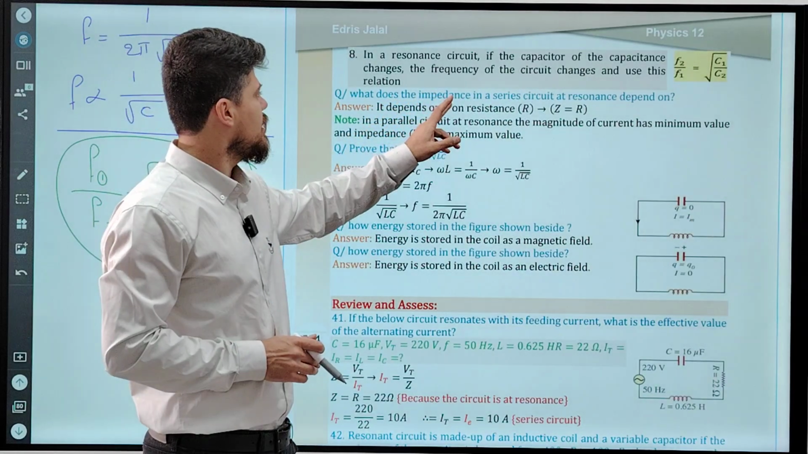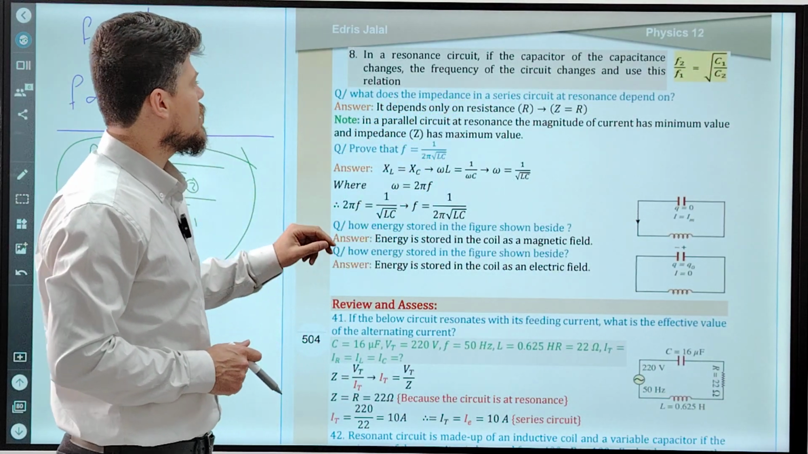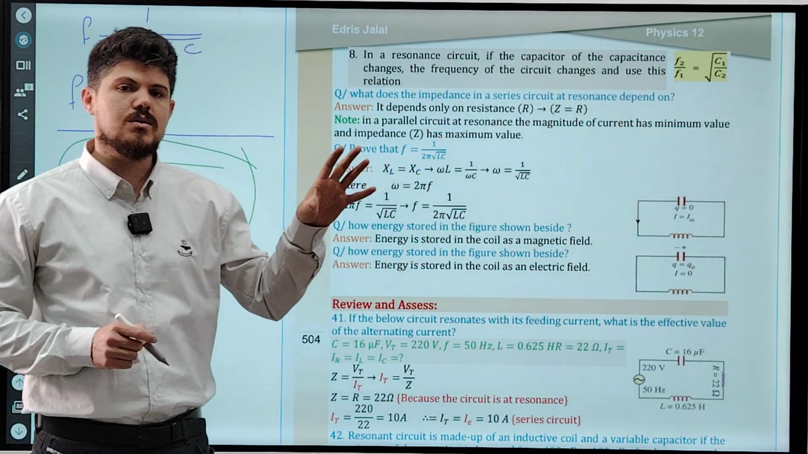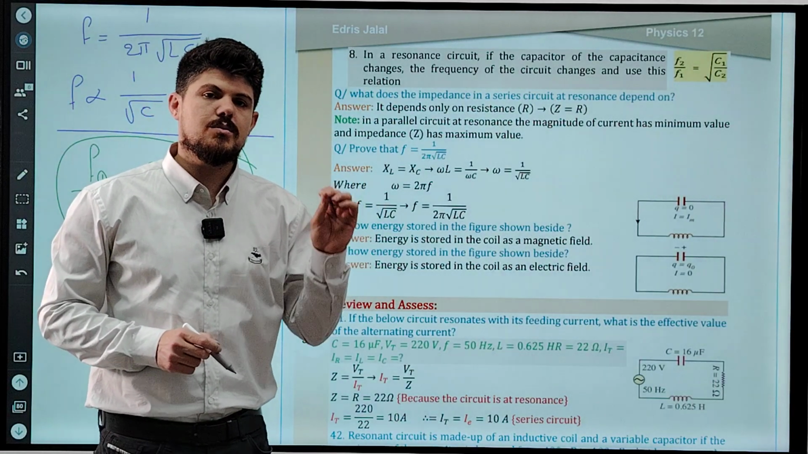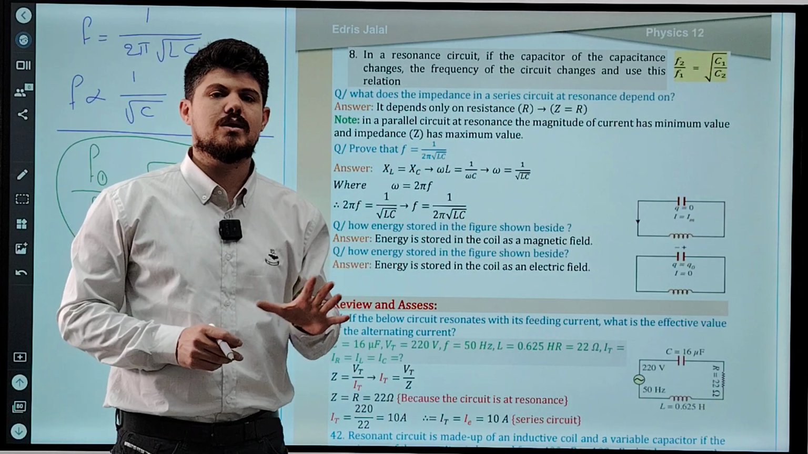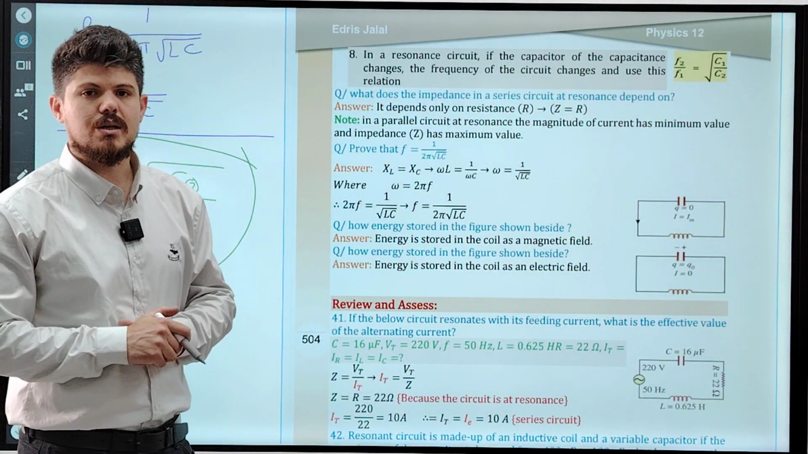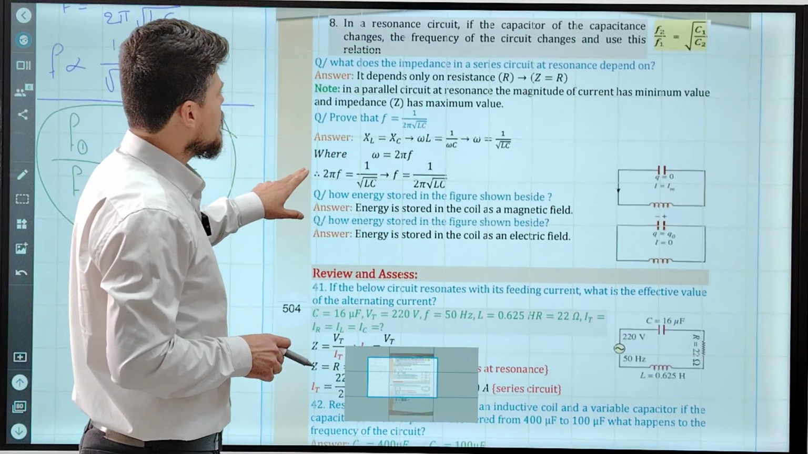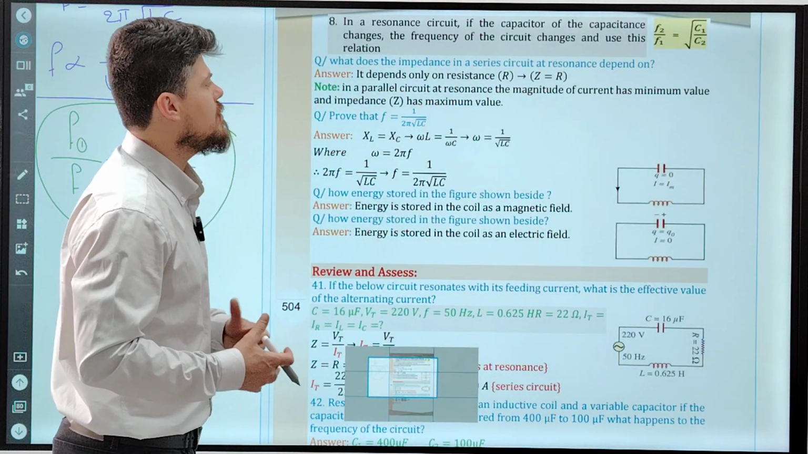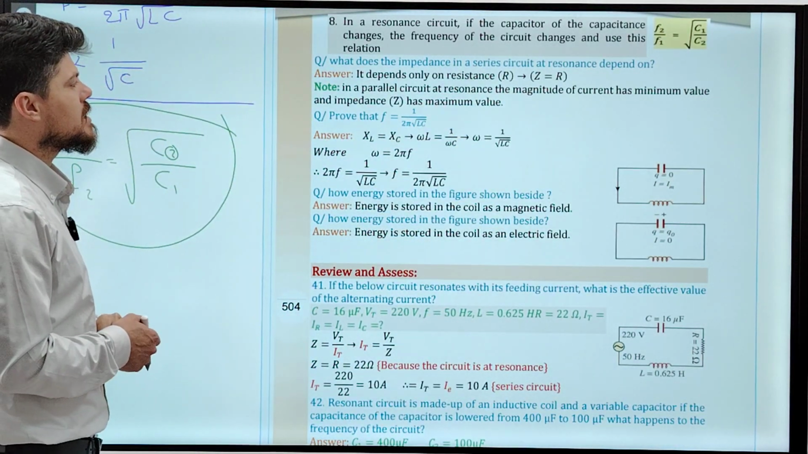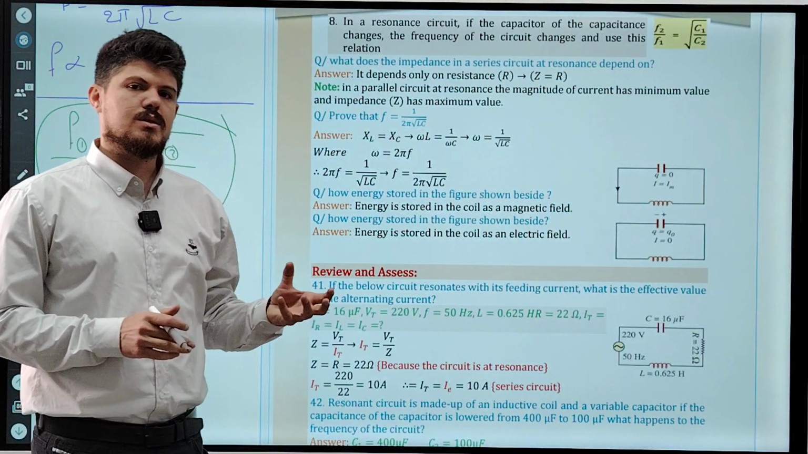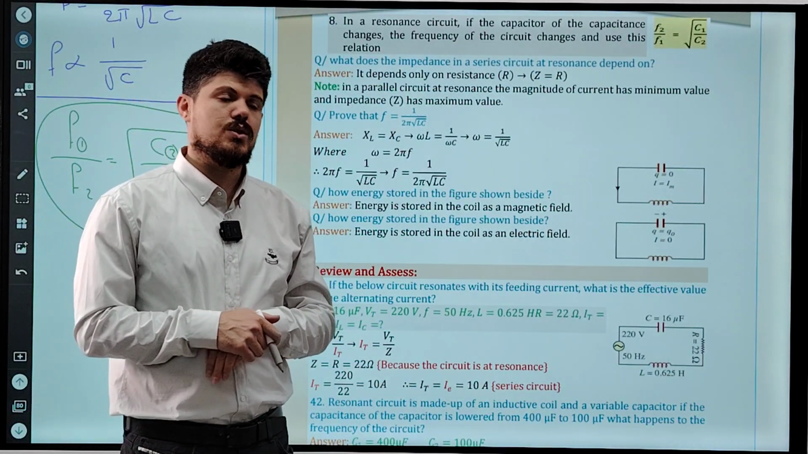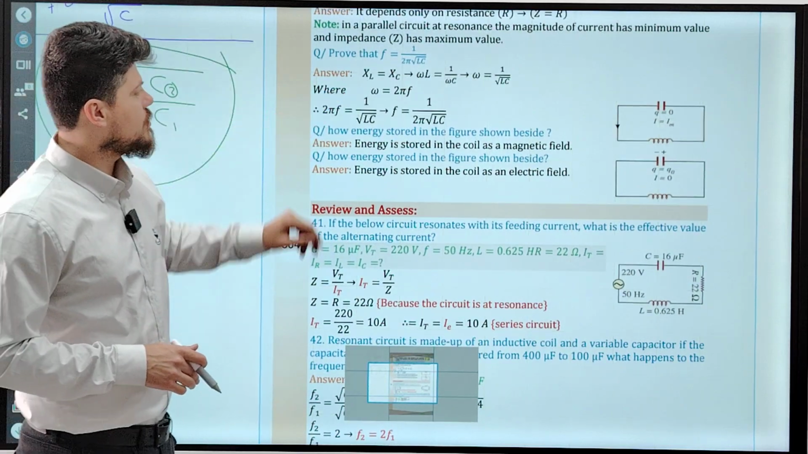What does the impedance in a series circuit at resonance depend on? It depends only on the resistance, because in a resonance circuit, the total impedance depends only on the resistance. It doesn't depend on the inductive impedance or capacitive impedance. Why? Because inductive impedance and capacitive impedance cancel each other. But in a parallel circuit, at resonance, the magnitude of the current has minimum value and the impedance has maximum value, because as you know, the series connection and parallel connection are completely different from each other. So we prove it with this equation.